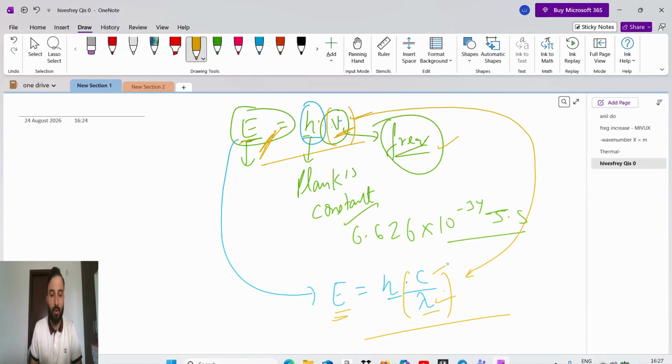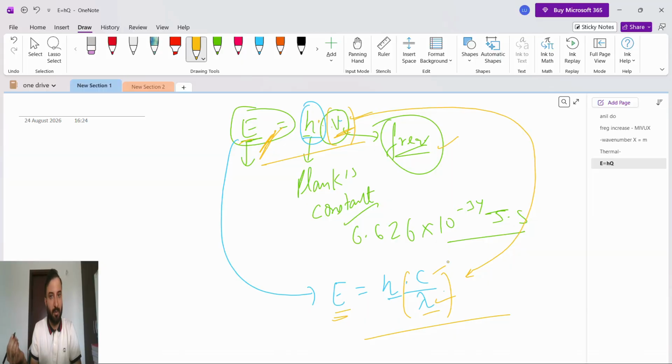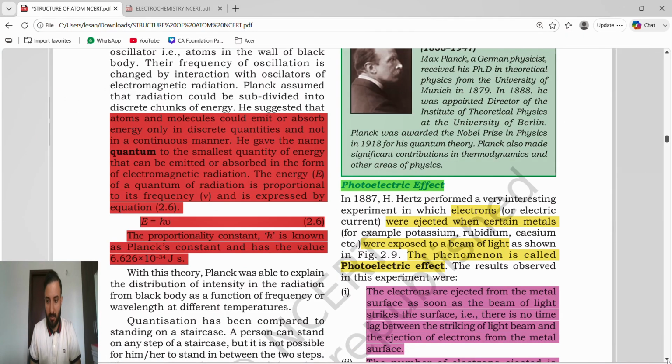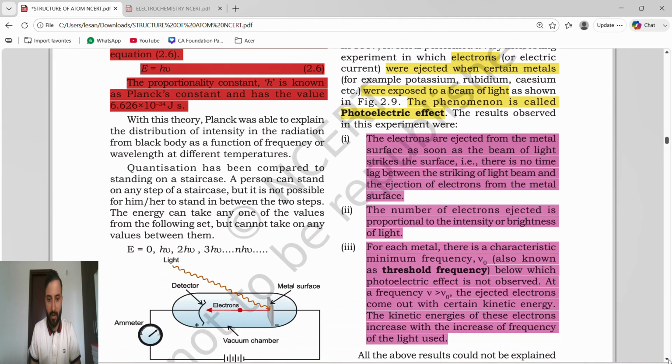C we know, speed of light, 3 into 10 to the power of 8 meter per second. H we know, Planck's constant value will remain the same. So h and c values are constant. Lambda, whatever they give in the question, we will use it. Done. So this is the formula. Another formula also I told you, you can write it.